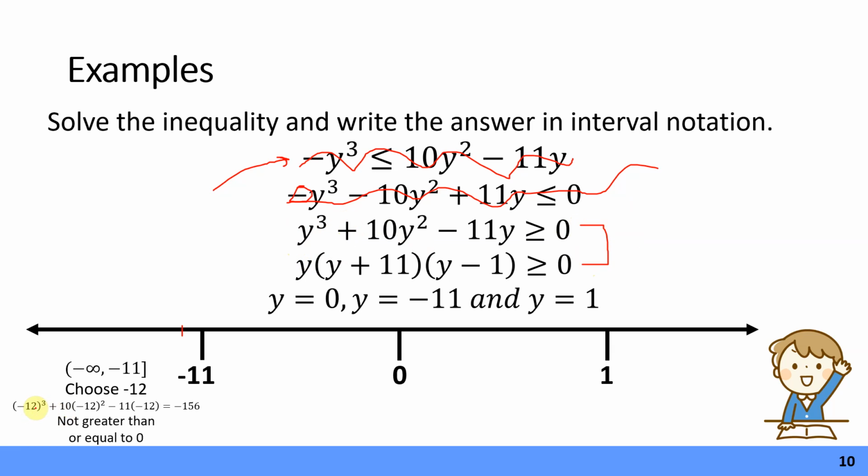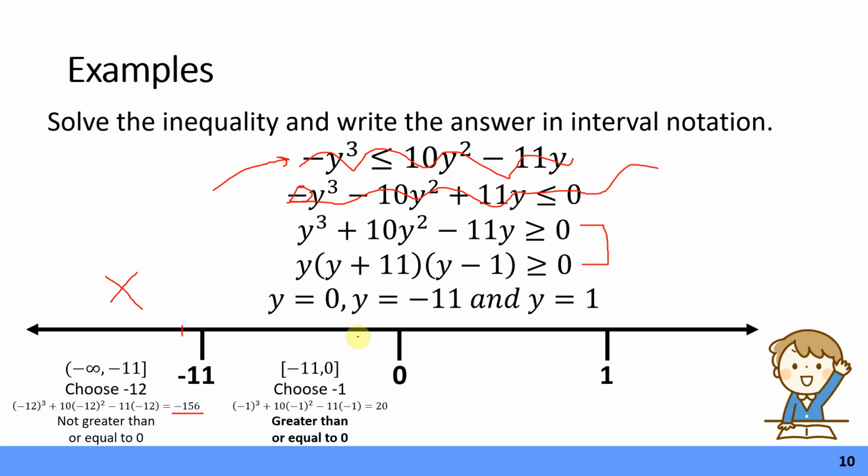So I replace it with the negative 12, so I'm going to have negative 12 to the third power plus 10 times negative 12 squared minus 11 times negative 12. Put that straight in the calculator, and I got negative 156. To be honest, I don't even care about the number. I just care about the fact that it's negative. So is that greater than or equal to 0? No, it's not. So that's not my answer. Let's move on to the next one.